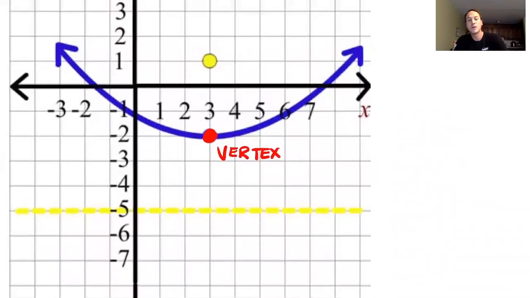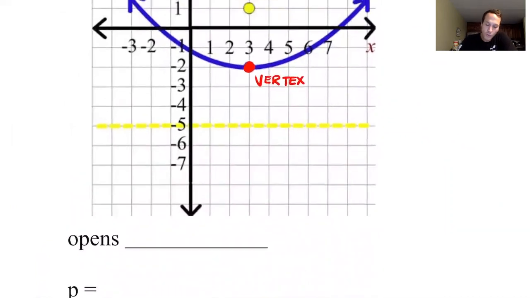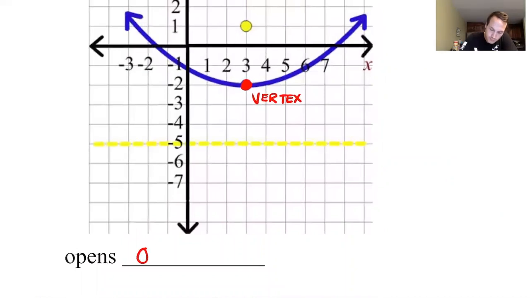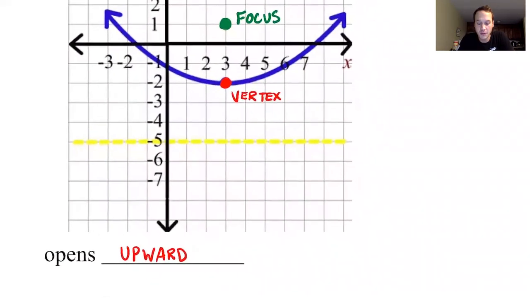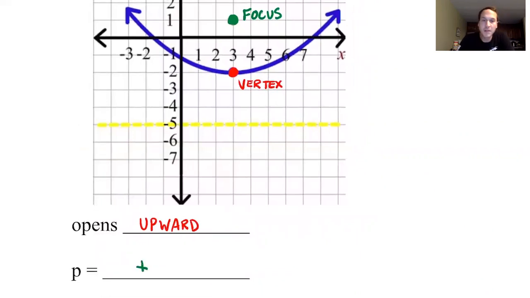And here's what's new. If you look at this, we can open some of these questions. Which way does this parabola open? Well, it opens up. Okay, this opens upward. Now, if it opens up, that means that this point right here is known as our focus, okay? That focus is going to be p units away from the vertex, and it's going to be positive because I'm opening up. It's going to be 1, 2, 3 units, okay? So this is a distance p equals 3.